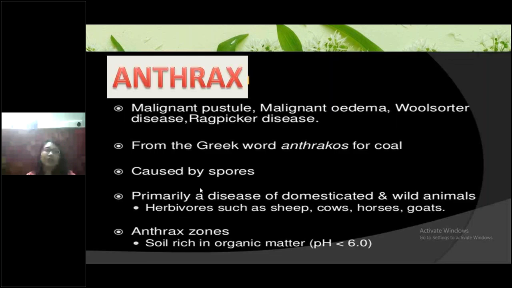Then there is anthrax, which causes, as you remember, the malignant pustule, malignant edema, wool sorters disease, rag pickers disease, etc. And anthracos is for coal, this disease was named like that. It is caused by the spores of the Bacillus anthracis, and it is transmitted by that. It is primarily a disease of the domesticated and wild animals, such as herbivores, such as sheep, cows, horses, and goats. And the soil, which is rich in organic matter, can also be more helpful in transmitting the disease.